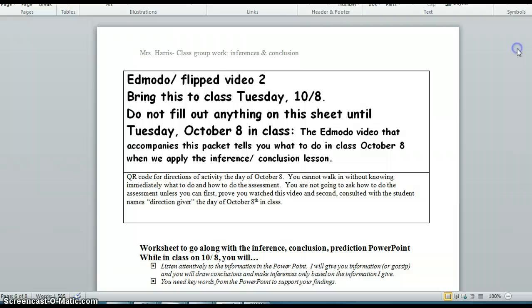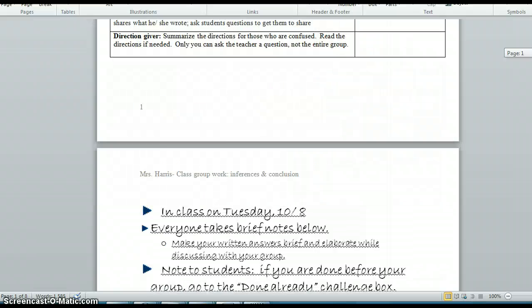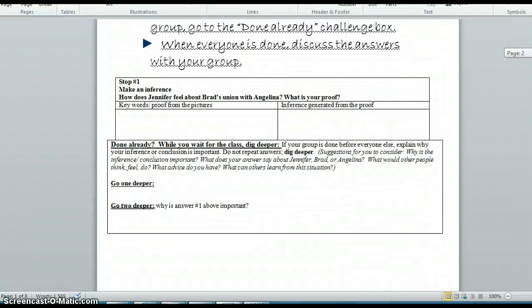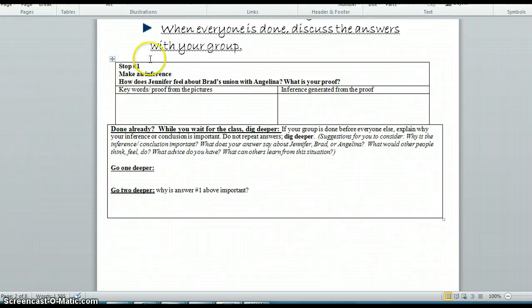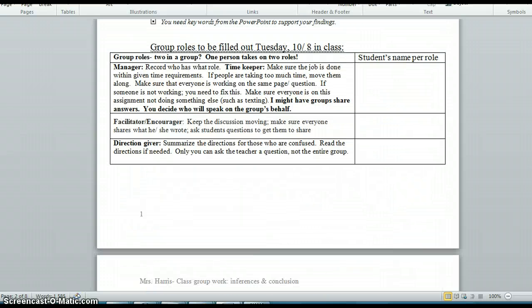When I get to class, when I start the PowerPoint presentation, you're going to take this packet out. You're not going to write. You're going to listen to me talk to you a little bit. We're going to go through the PowerPoint video, and the PowerPoint will actually have a picture that will say stop 1. And when it says stop 1, I'd say, okay, write your individual answers, share with your group, and go back and implement your group roles. Got it? Okay, I'll see you in class.